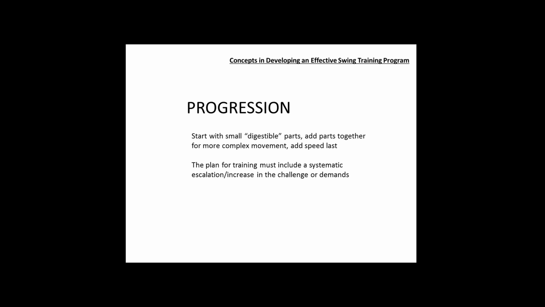As a function of that, though, we have to have some sort of systematic escalation or increase in the challenge and demand. So if we do the same thing over and over and over again, the body, the nervous system, the brain, however you want to look at it, even just the tissues itself, the musculoskeletal system, will become somewhat complacent about evolving. So we have to continuously cycle through a systematic escalation or increase in the challenge.